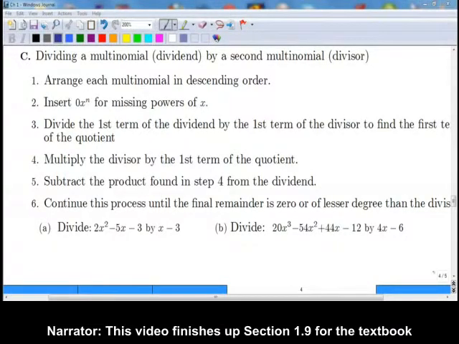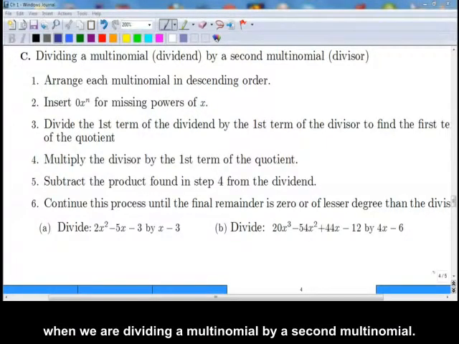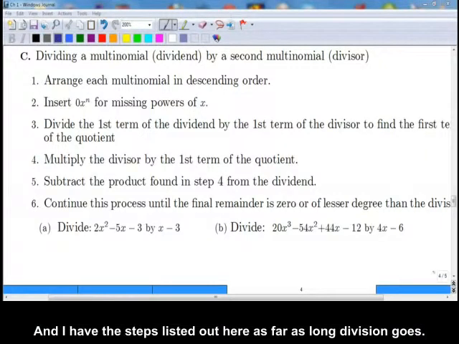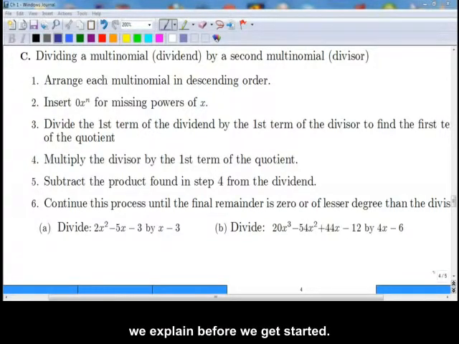This video finishes up section 1.9 from the textbook and deals with long division, which is what we need to use when we are dividing a multinomial by a second multinomial. And I have the steps listed out here as far as long division goes. They might not make a whole lot of sense right now, but they will as we go through the process. The first step is the one that I need to make sure that we explain before we get started.